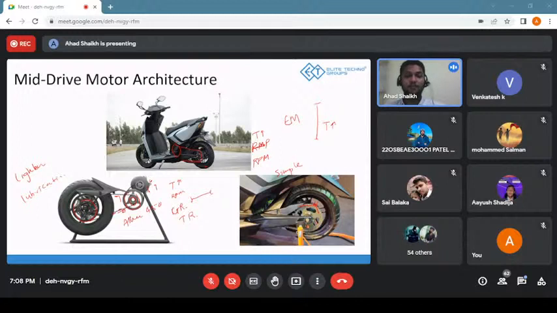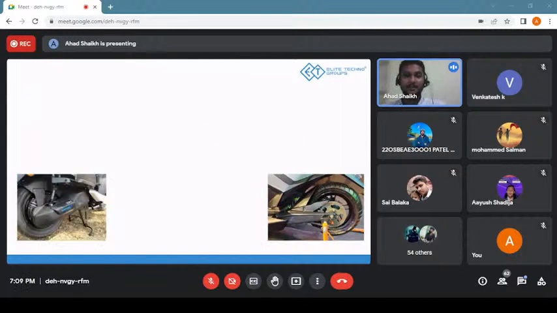So those are the sort of performance parameters we can play with when it comes to the mid drive motor. Okay, so now as you already know what hub motors and mid drive motors are, we will try to compare both architectures that can be used in electric two wheelers, and conclude which one will be better to use.